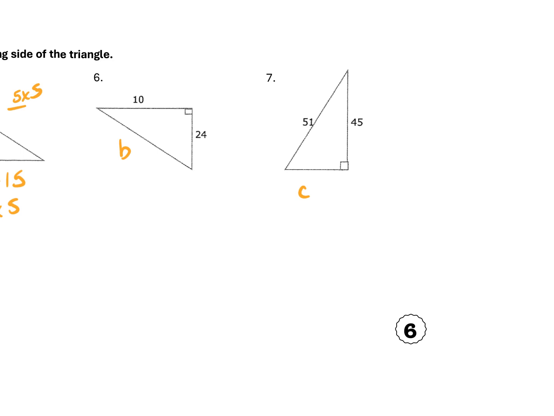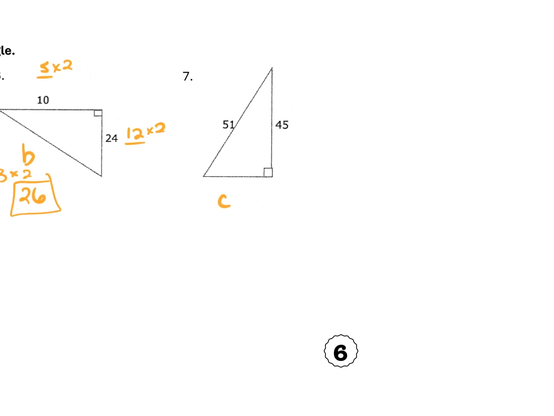Is it 26? Okay, good. How did you get that? Take a 5, 12, and 13. So this is a 5, 12, 13. Each of these is getting multiplied by 2. So 13 times 2 gives us the 26. Good. So B is 26.